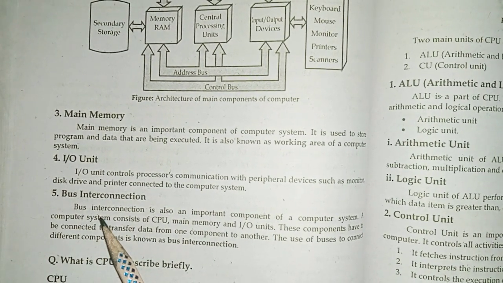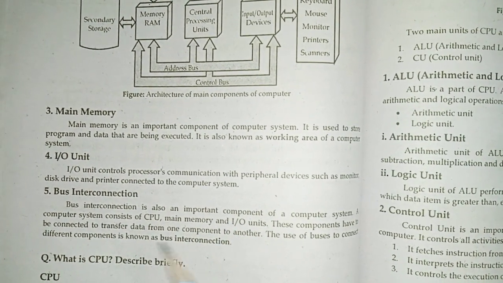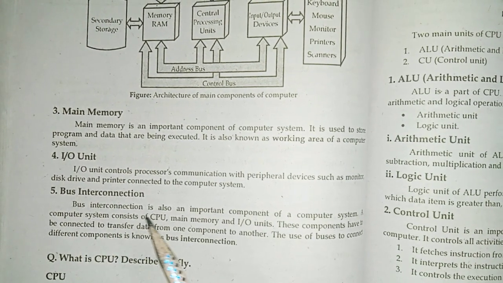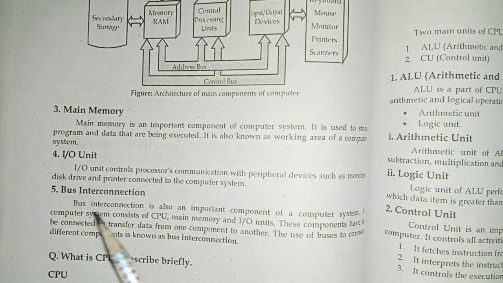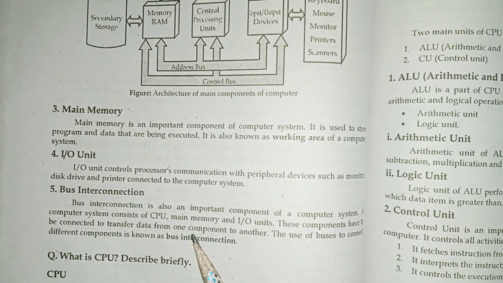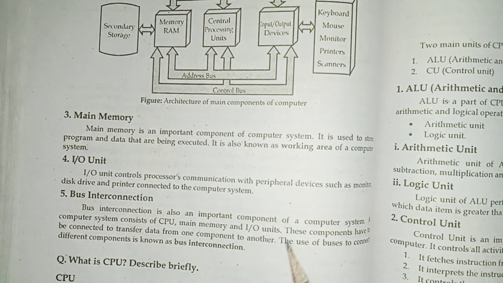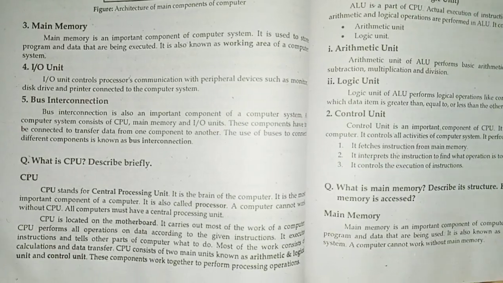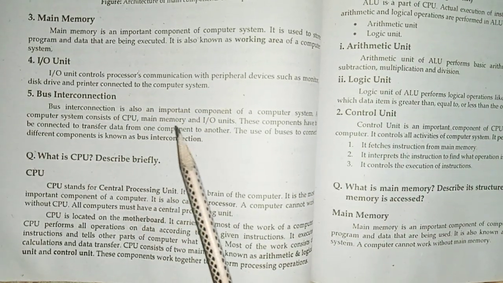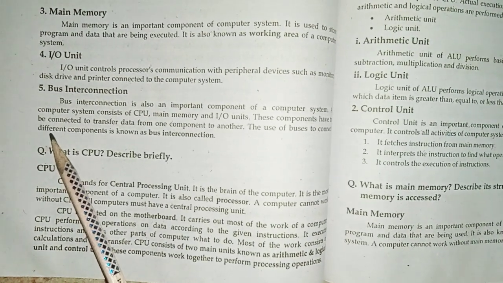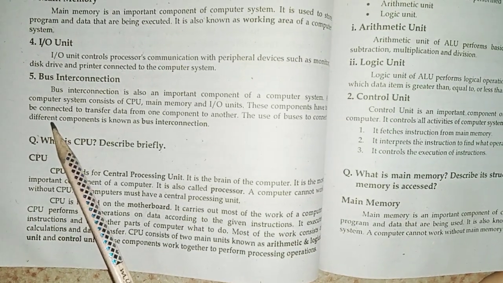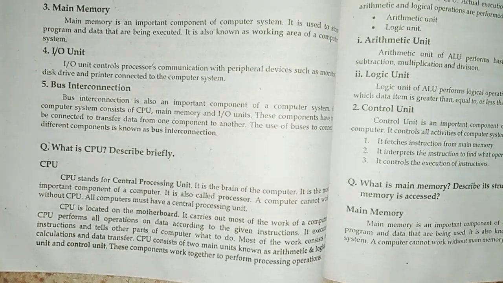And bus interconnection is also an important component of a computer. A computer system consists of the CPU, main memory and I/O units, and these components have to be connected to transfer data from one component to another. Again, in the bus interconnection, the buses will be described in the process. And then we will discuss the CPU.